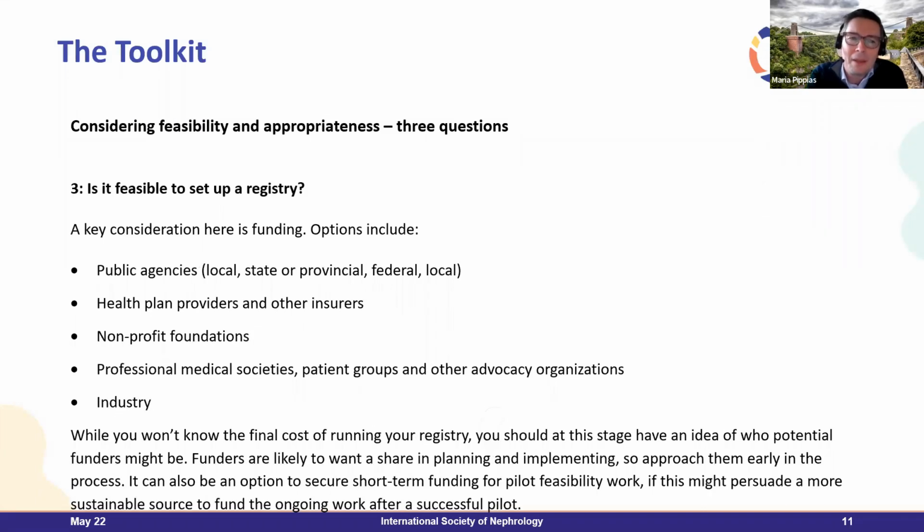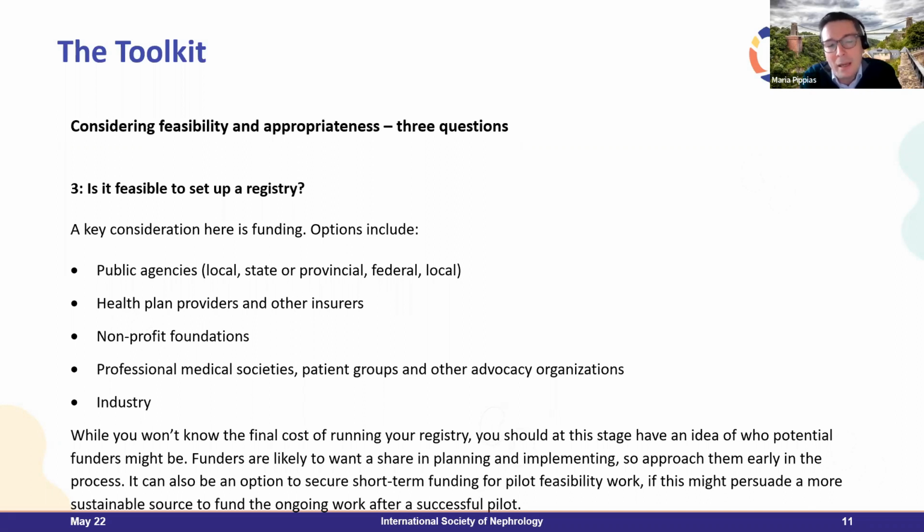And then I think the third and final question at this stage is: is it feasible? Key considerations here relate to funding, and it's obviously going to be something that everybody thinks about in setting up a registry. There are a range of different sources that you can go to for funding. In the repository that we'll show you a little bit later on, you can click on the map and look at different registries around the world, and we've tabulated the different funding models that they use for funding their registries.